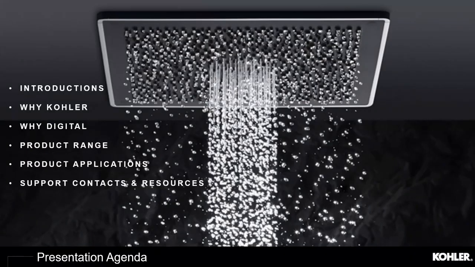Overall, I wanted to start out with some agenda items and talk about things we're going to cover today. Really looking at why Kohler, why digital, what our product range looks like, some product applications and how you can put those together to create great specifications for your customers. Followed up with support contacts and resources at the end, as we mentioned.